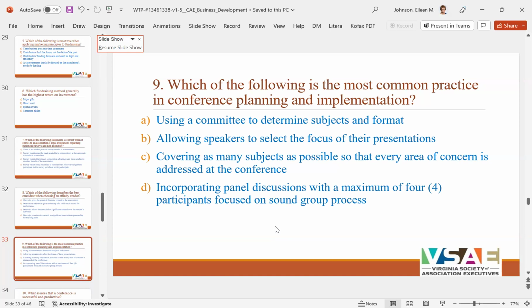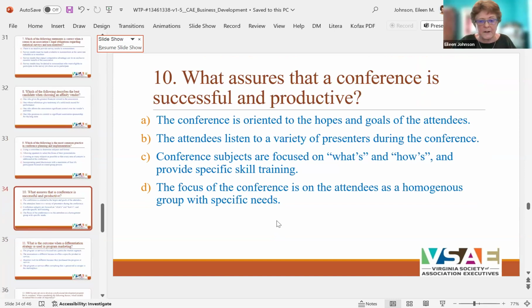It's either A or B. Oh, no, allowing speakers to select. It's using a committee. Yeah, it's A. It has to be A. The rest don't make sense. And I know we're getting short of time here, so I'm just going to scroll through a little bit faster. Again, on conferences.